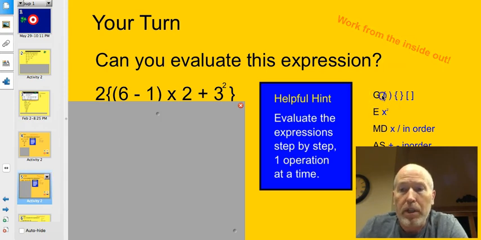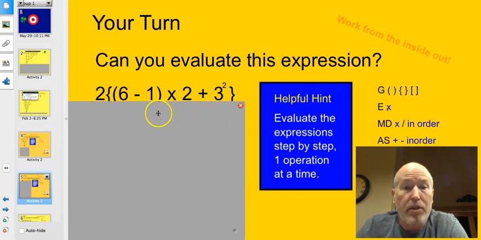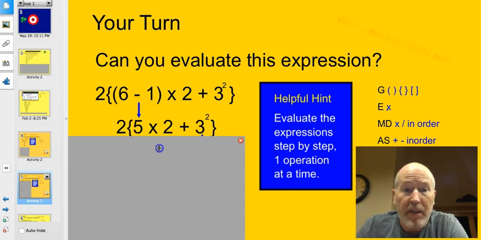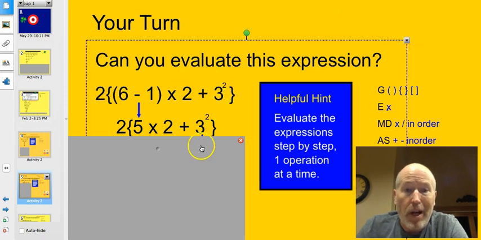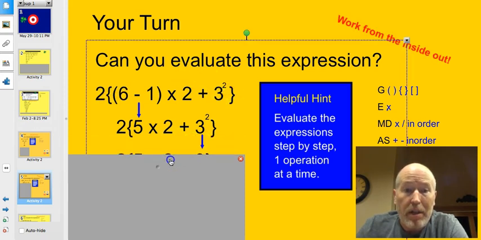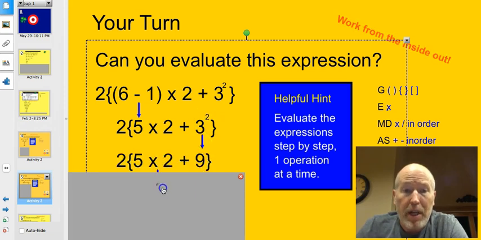Okay, once again, did you work from the inside out? If you did, you would have started with 6 minus 1, and that's 5. Okay, the next set of brackets is quite large. There's a lot going on in there. Well, inside those brackets, you have to go to exponents next. So 3 squared becomes 9.